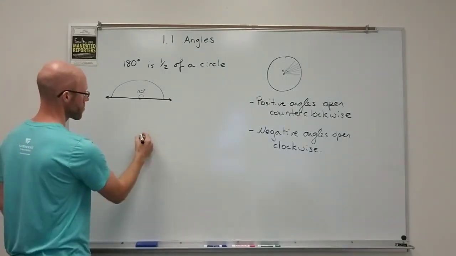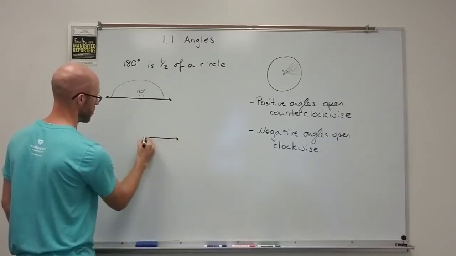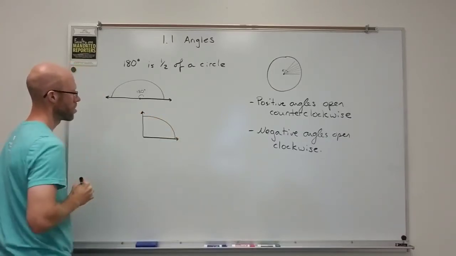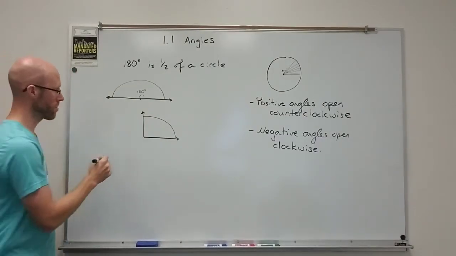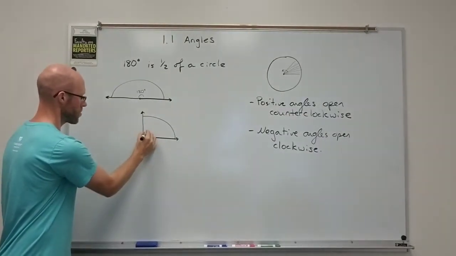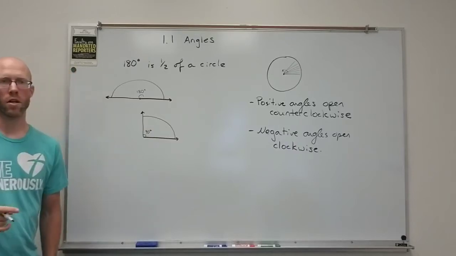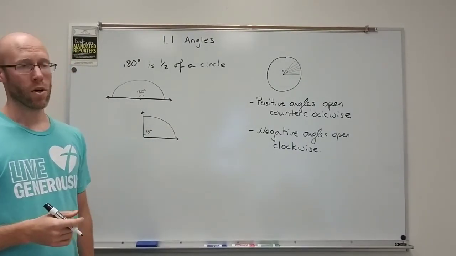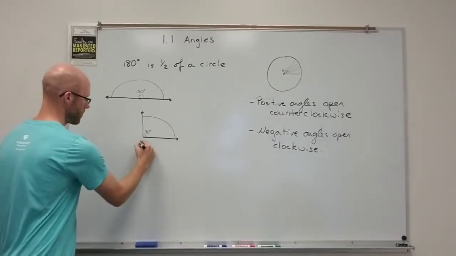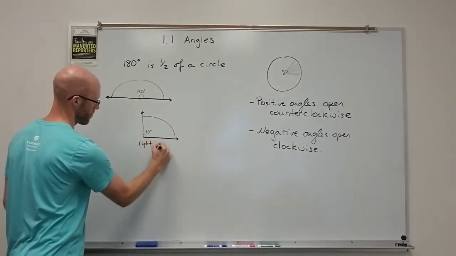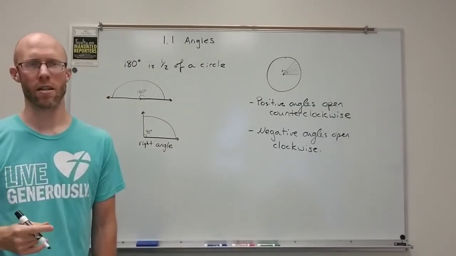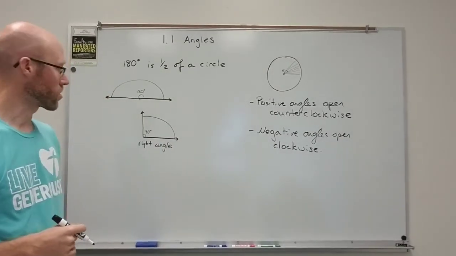A quarter of the circle would be 90 degrees. A 90 degree angle is a quarter of a circle, and we also call this a right angle. So a right angle is a 90 degree angle, and it's a quarter of the circle.